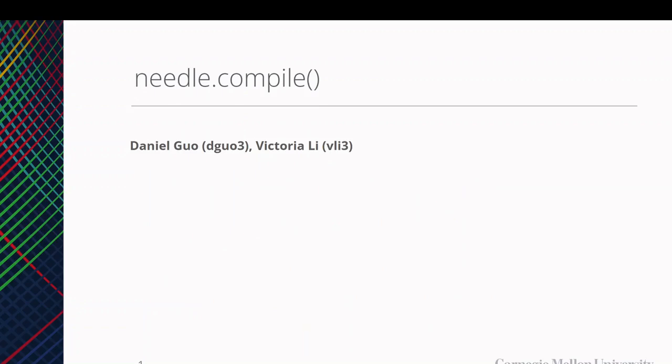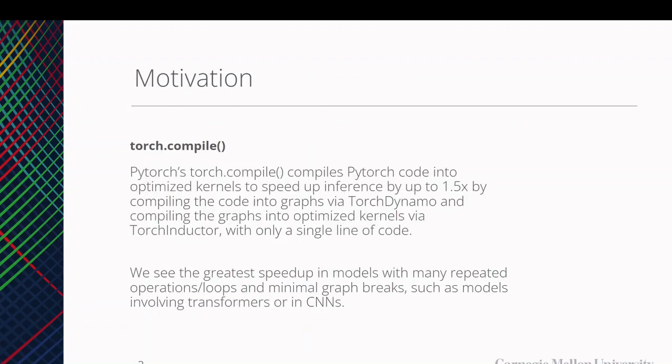Today, we'd like to present our final project, Needle.compile. PyTorch has a function torch.compile that speeds up code and shortens inference time via optimization passes and then generating optimized kernels. This is especially useful for models that involve many repeated operations that can be fused together.